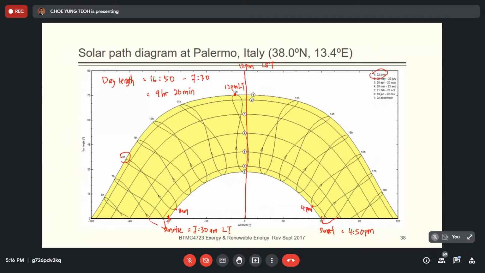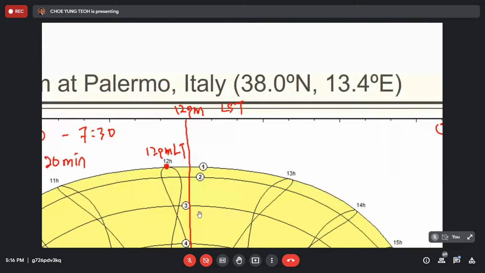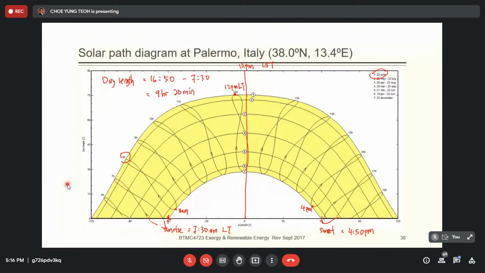So we enlarge a bit. Yeah, can you see that? This point is 12 p.m. local time. This point is 1 p.m. local time. Okay, write this way. 1 p.m. local time.